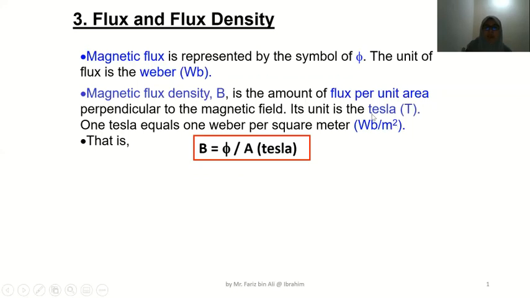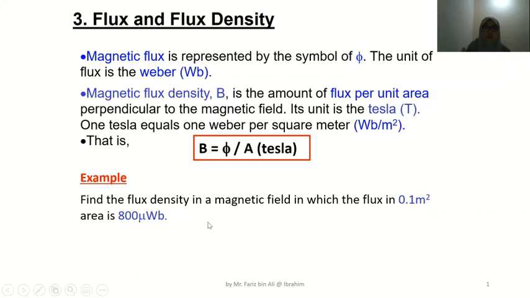So that means it is equal to the flux per unit area. The flux density B is the flux Φ divided by the area. I repeat again, the flux is Φ, and the unit is Weber, while the magnetic flux density, or B, is equivalent to flux per unit area.